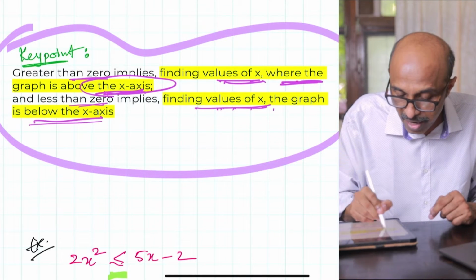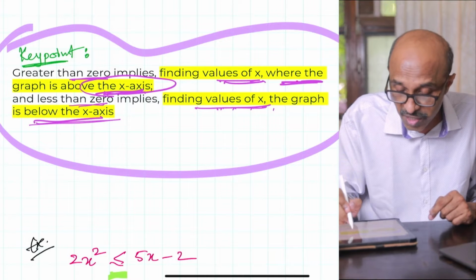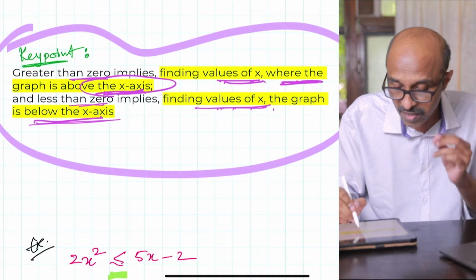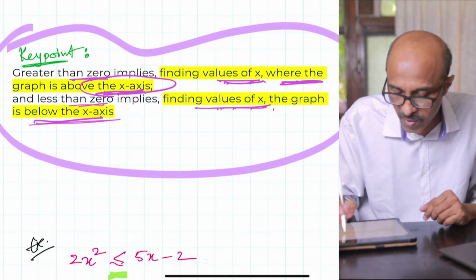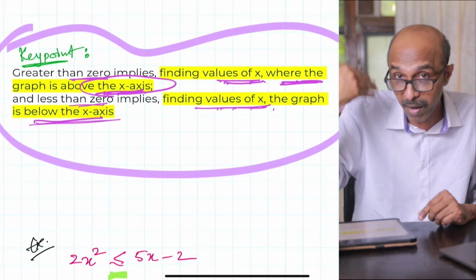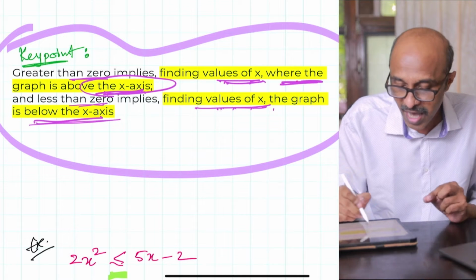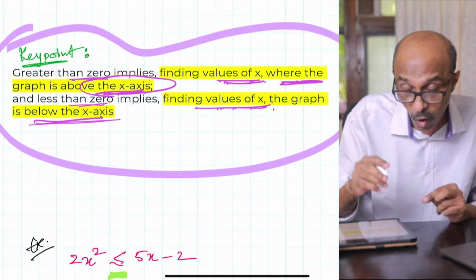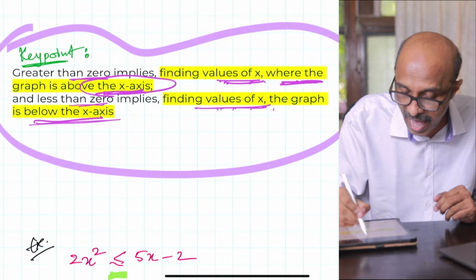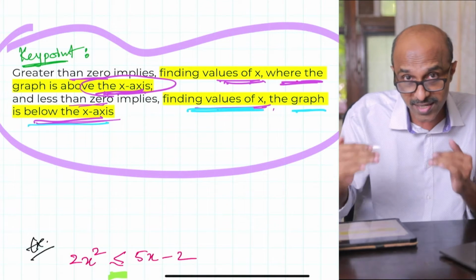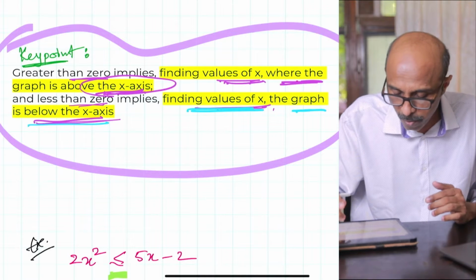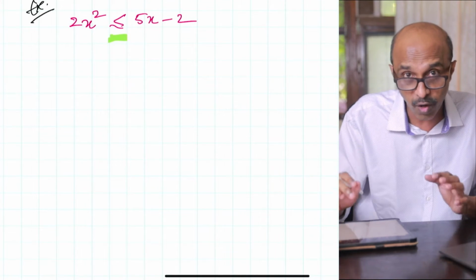where the graph is below the x-axis. Okay, so when it's greater than 0, as we saw in part 1, whenever the inequality is greater than 0 or greater than or equal to 0, we're looking for values of x where the graph of the quadratic is above the x-axis. That's the key thing to remember. And when we have the inequality as less than 0 or less than or equal to 0, we're looking at the values of x where the graph is below the x-axis. So as I said before, it all boils down to making a quick sketch of this graph.